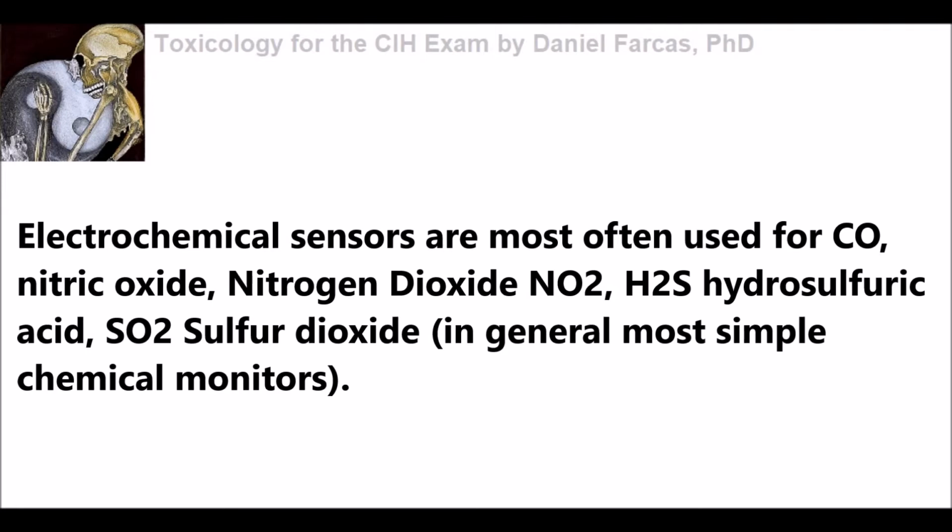Electrochemical sensors are most often used for carbon monoxide, nitric oxide, nitrogen dioxide, hydrosulfuric acid, and sulfur dioxide. These are in general the most simple chemical monitors.